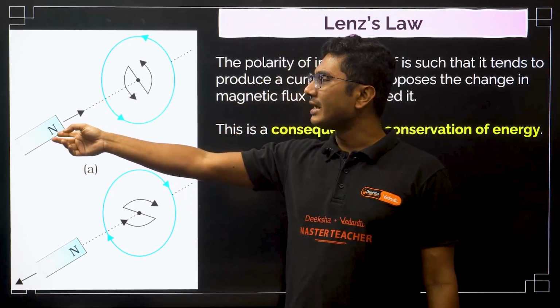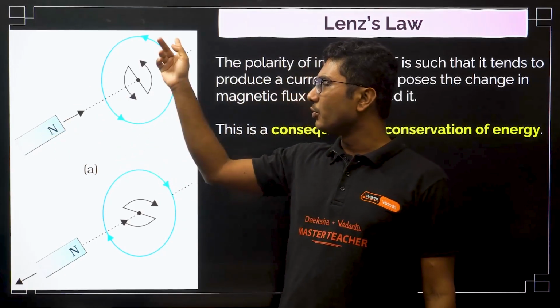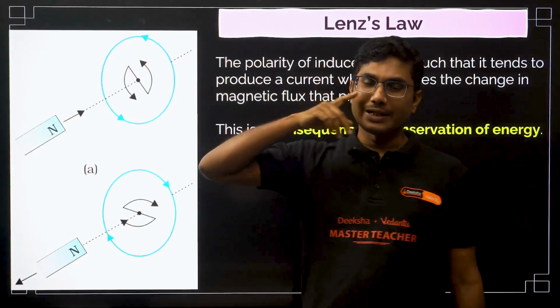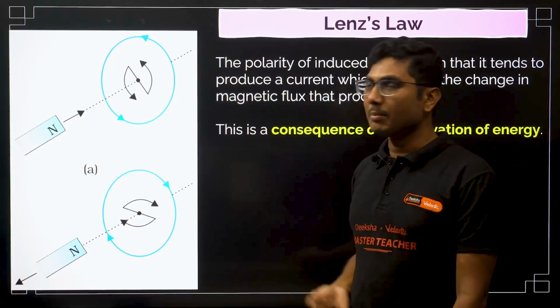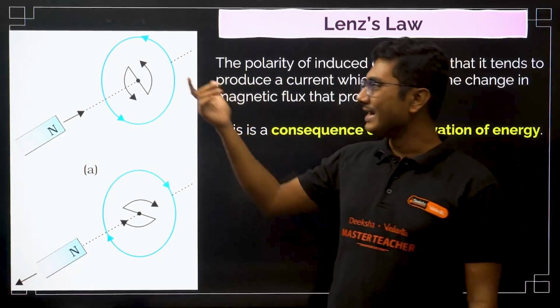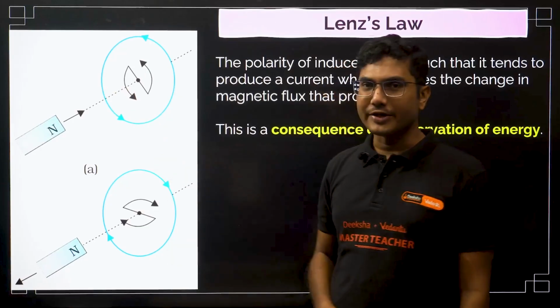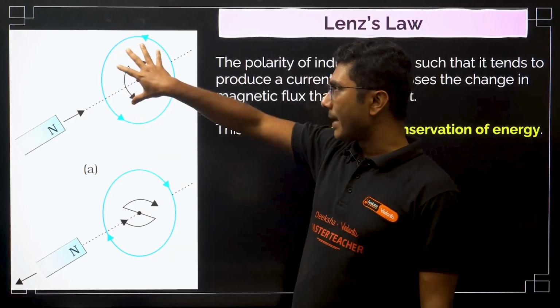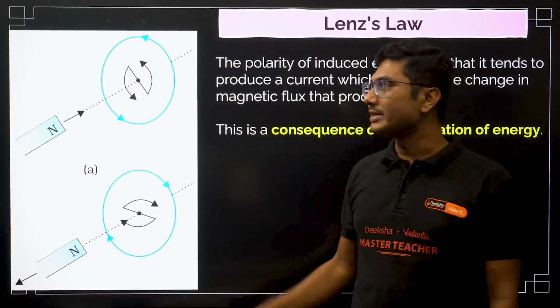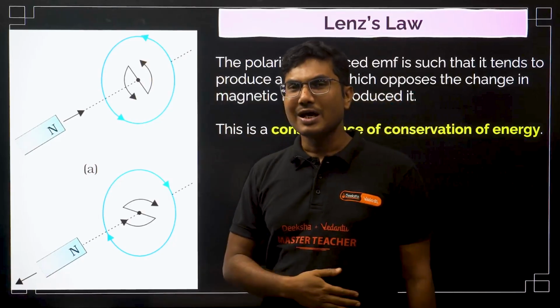Because the number of field lines coming out of this north pole and passing through this coil varies, the magnetic flux linked with this coil also varies. And if the magnetic flux linked with this coil varies, there will always be an induced current.